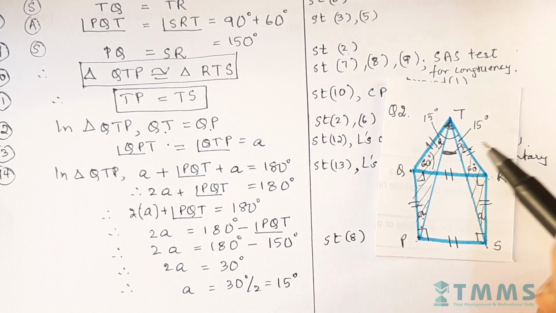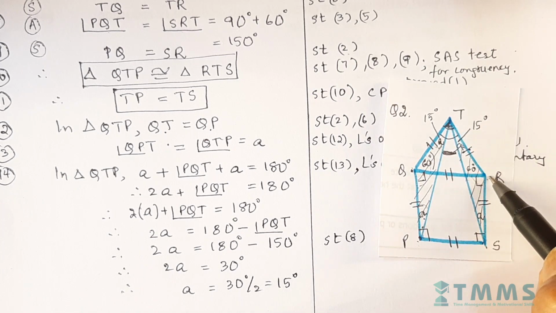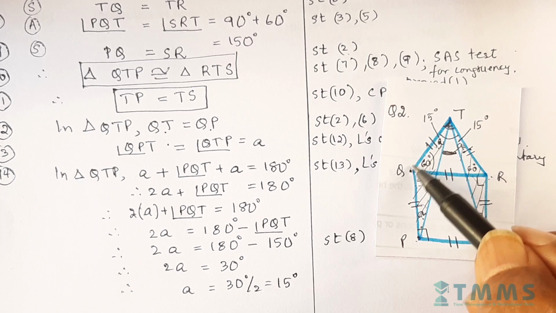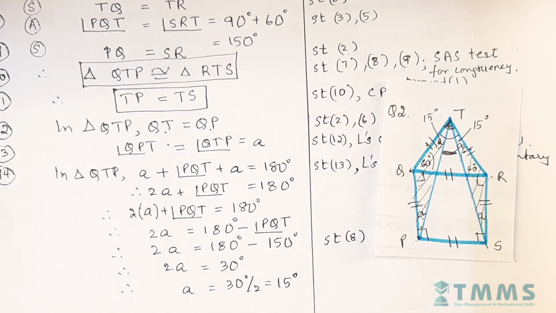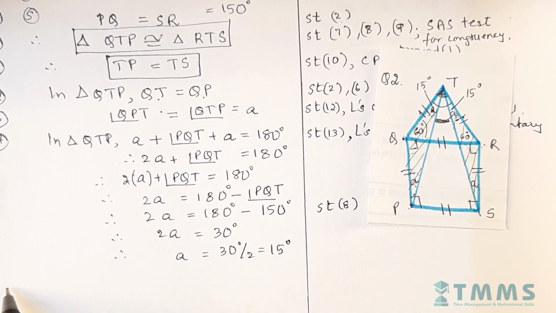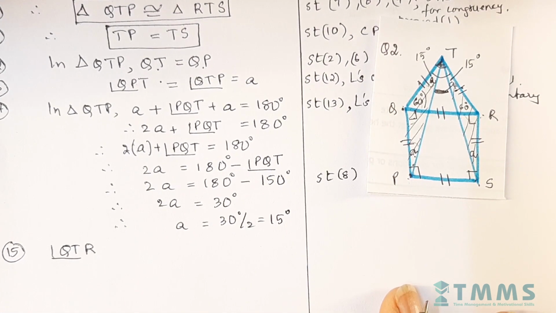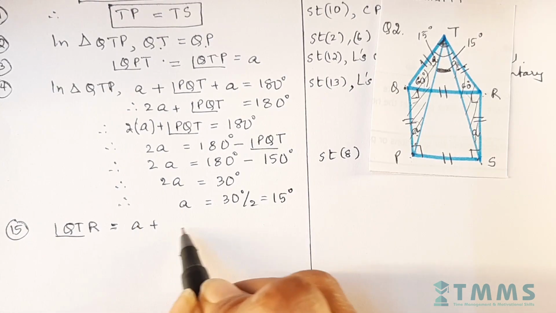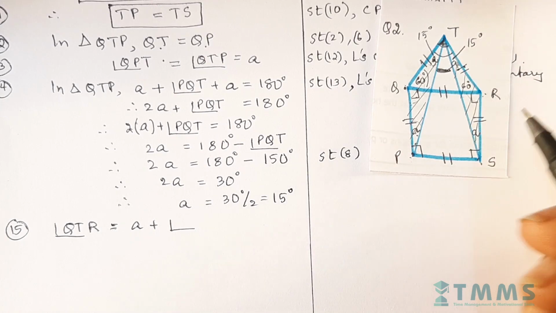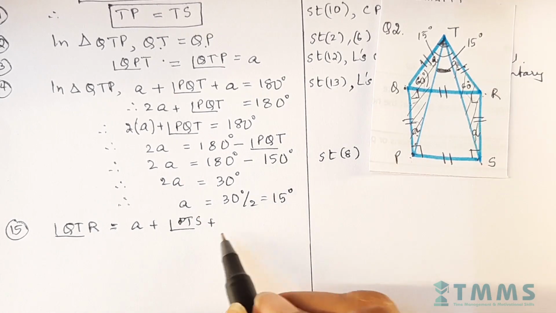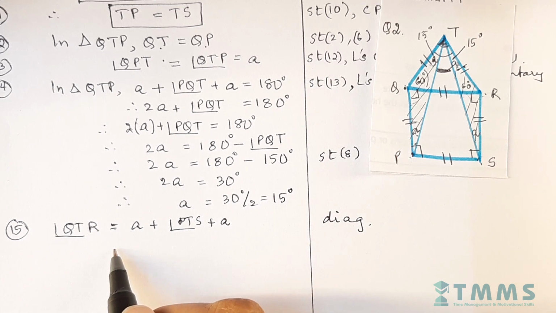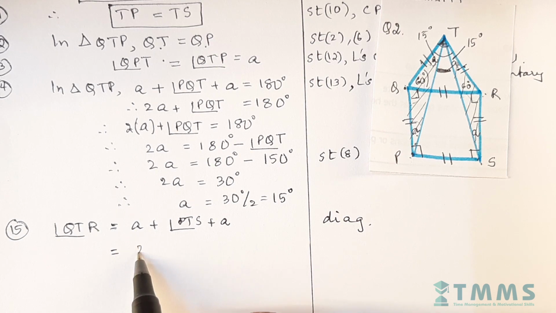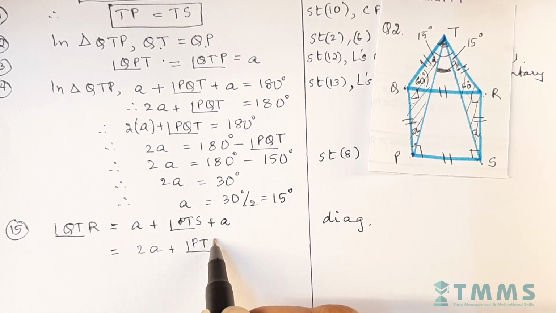Angle PTS is going to be part of angle QTR. Can you see that? This QTR is made of A and angle PTS and this small a again. So we have to write that. Statement 15. Angle QTR is equal to small a plus angle PTS plus this a, that is because of the diagram. Because of the diagram we say that. Now, which is equal to 2a plus angle PTS.